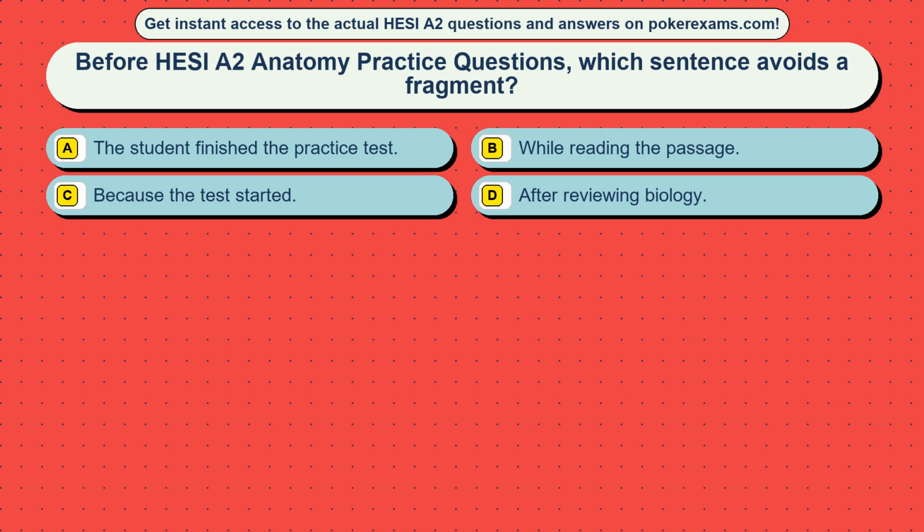Question 15. Before HESI A2 anatomy practice questions, which sentence avoids a fragment? Option A, the student finished the practice test. Option B, while reading the passage. Option C, because the test started. Option D, after reviewing biology.